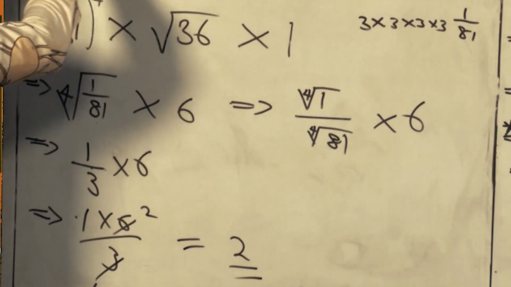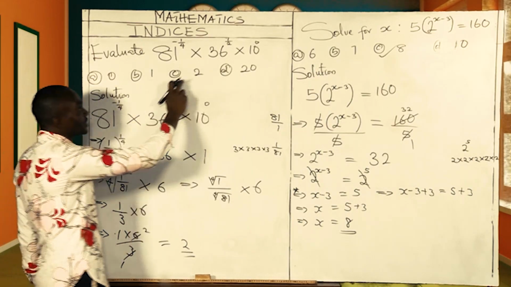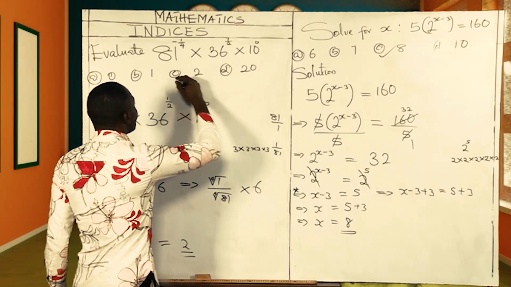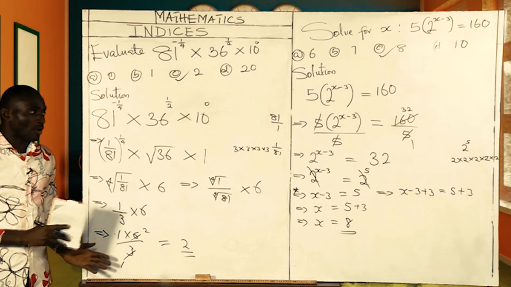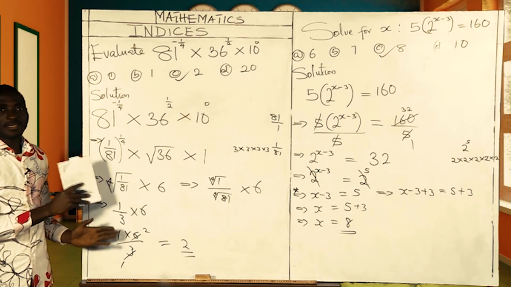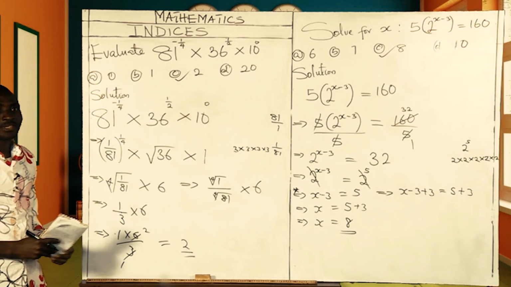So option A 0, option B 1, option C 2, option D 20. Option C is the correct answer. I hope you understand this. Let's move to the next question.